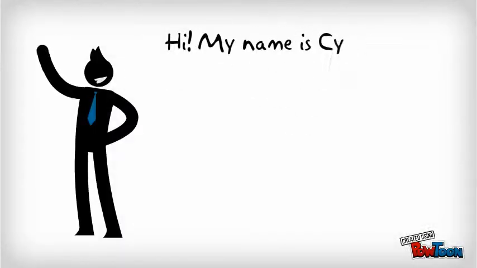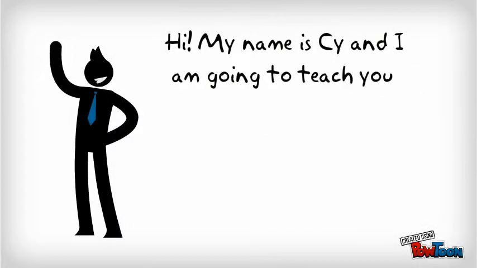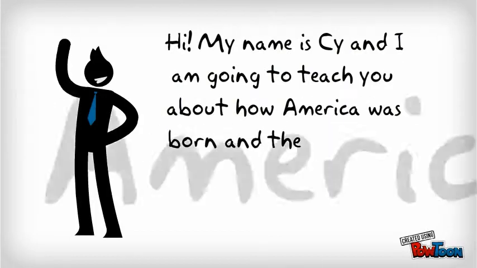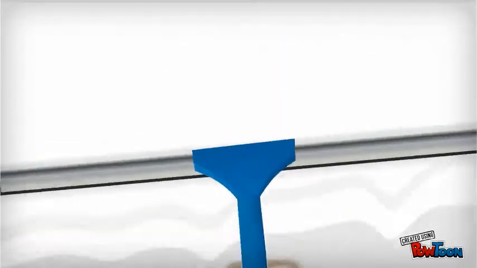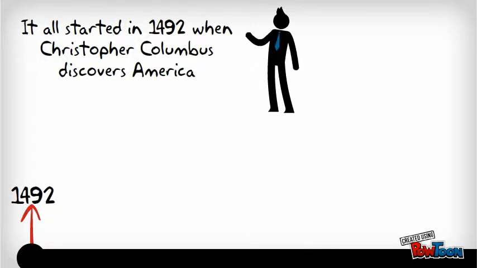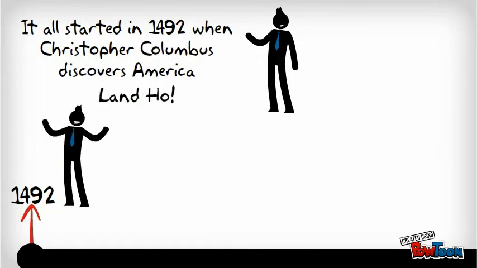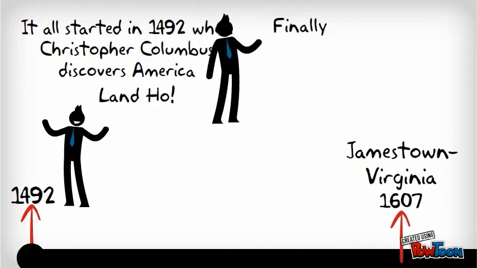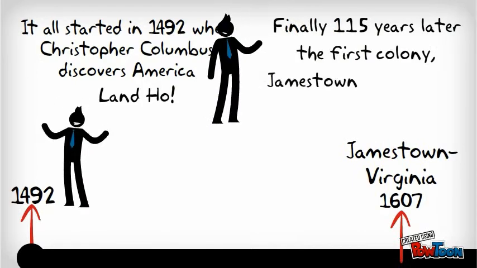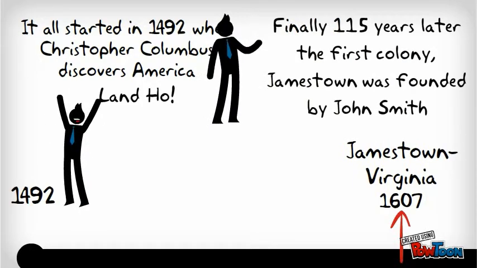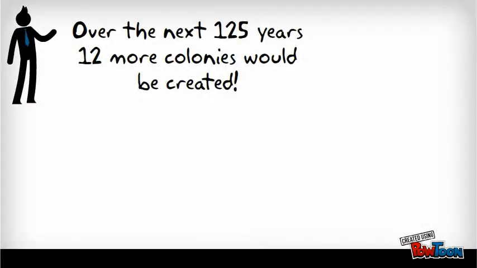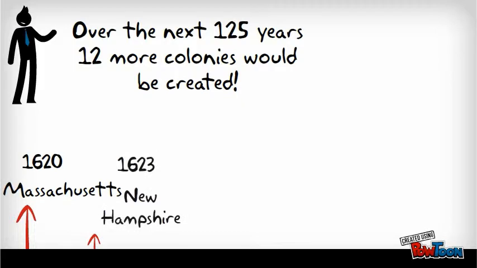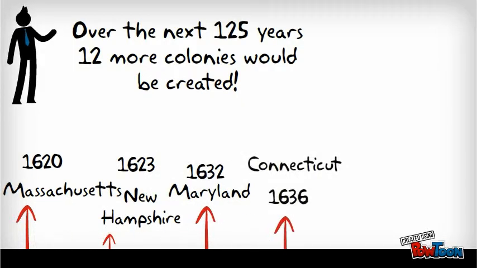Hi, my name is Cy, and I'm going to teach you about how America was born in the American Revolution. It all started in 1492 when Christopher Columbus sailed the ocean blue. Finally, 115 years later, the first colony, Jamestown, was founded by John Smith. Over the next 125 years, 12 more colonies would be created.